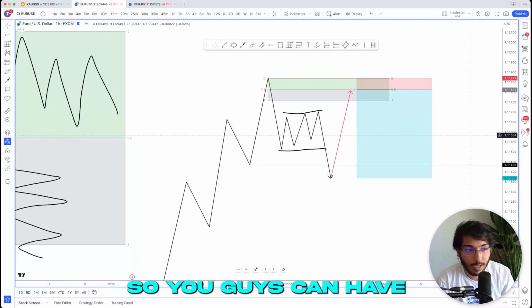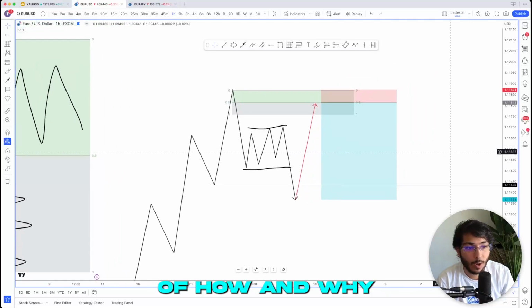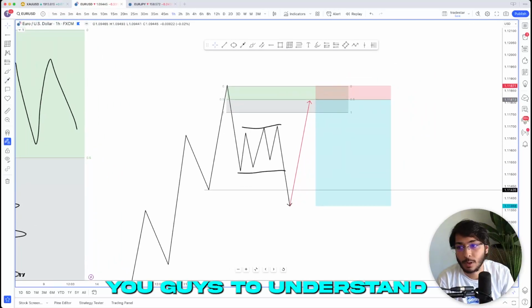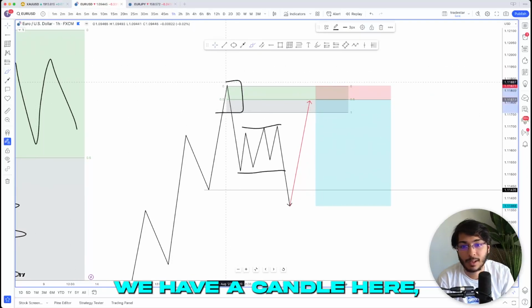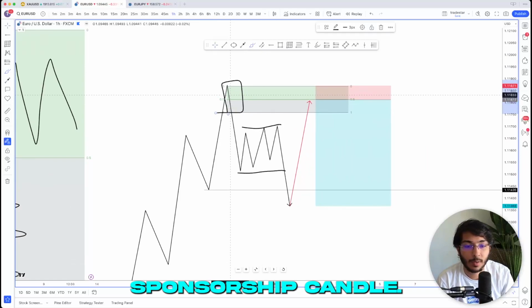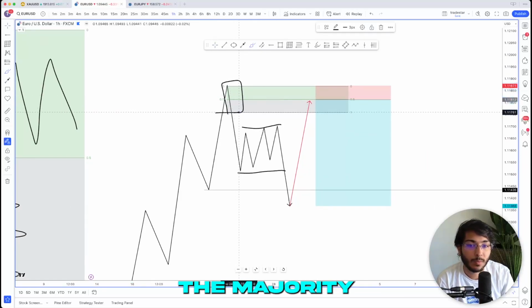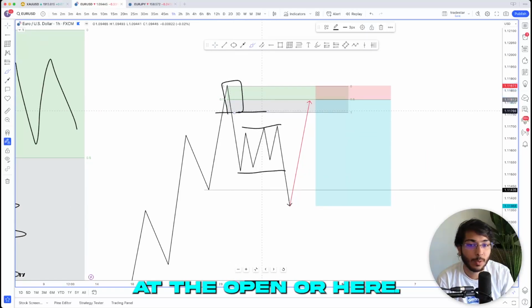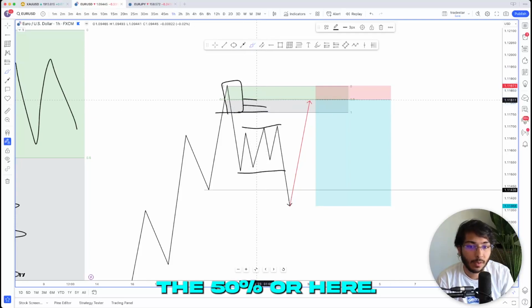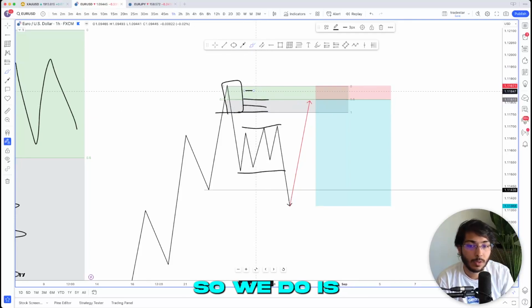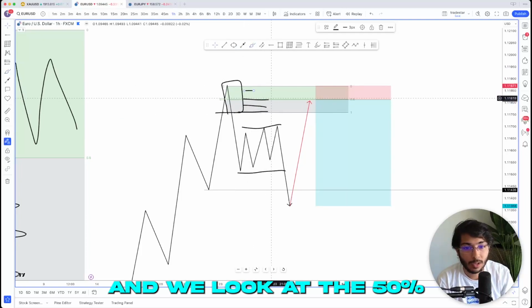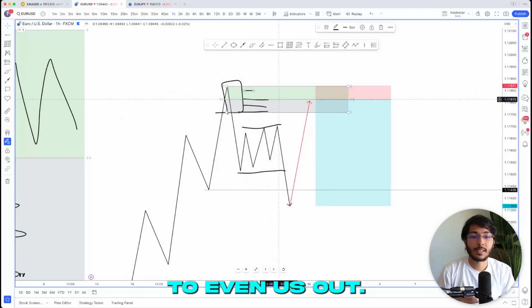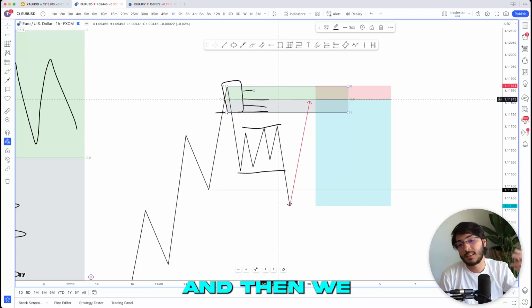Now, so you guys can have a good understanding of how and why this works, what I want you guys to understand is when it comes down to, let's say, an institutional candle. Let's say we have a candle here. That's our institutional sponsorship candle. We don't know if the majority of the volume went in here at the open or here or at the 50% or here. So what we do is we average out the size of that candle and we look at the 50% to even us out. We take our entry there and then we let it ride.